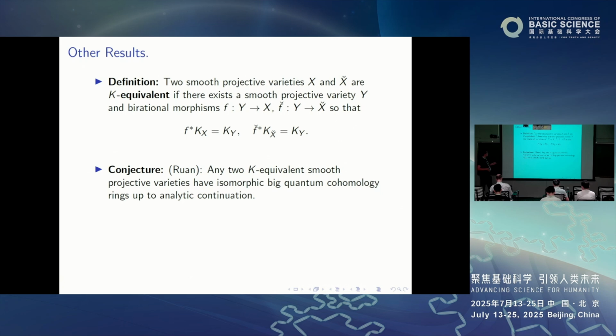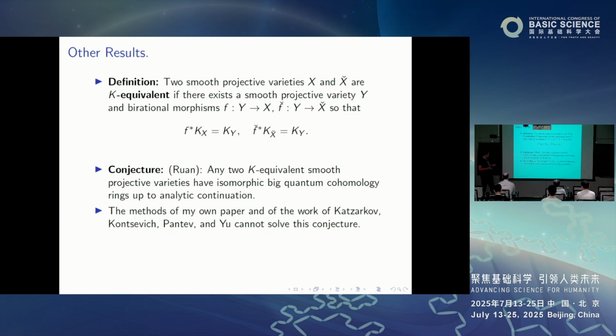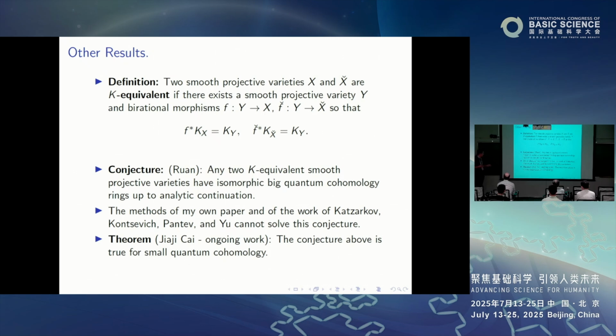Again, Ruan conjectured that any two K-equivalent smooth projective varieties have isomorphic big quantum cohomology rings. I think the methods of my own paper, and from what I understand the methods of Katzarkov, Kontsevich, Pantov, and Yu, cannot solve this conjecture. They use the Calabi-Yau property, and in my paper I very strongly use the Calabi-Yau property, so I can't generalize what I do to this setting. But I have a student, Jaiji Kai, who is working on proving this conjecture in a different way. It uses Floer theoretic techniques like I do, and I'll explain in a minute, but it's different. I won't say any more.